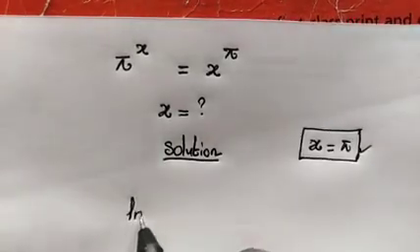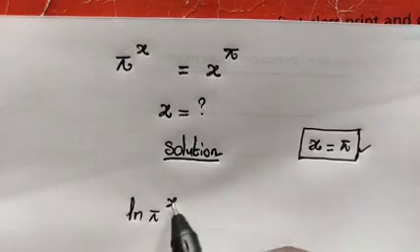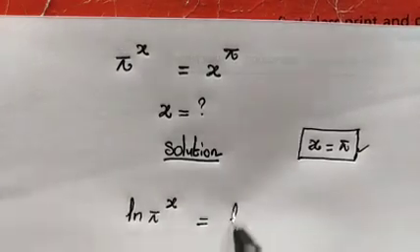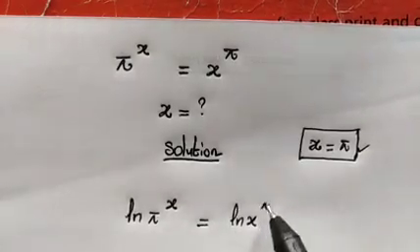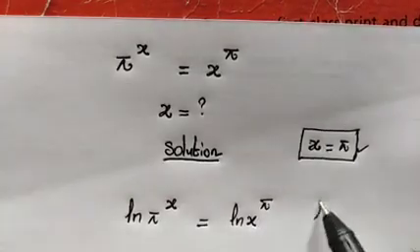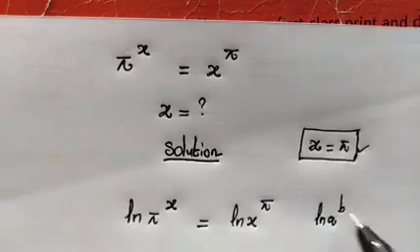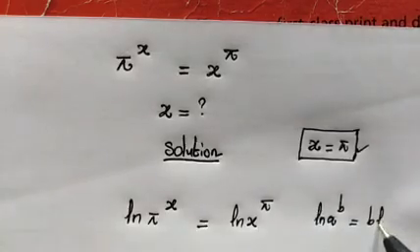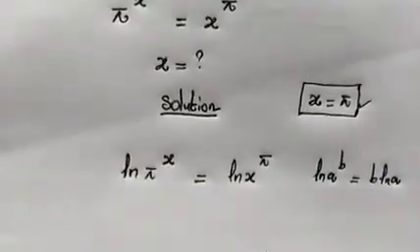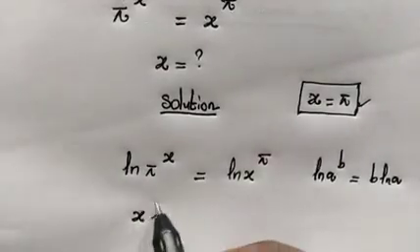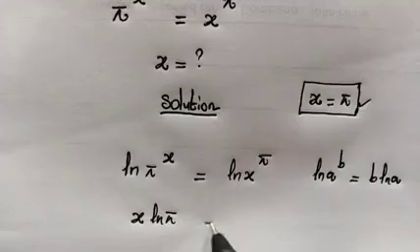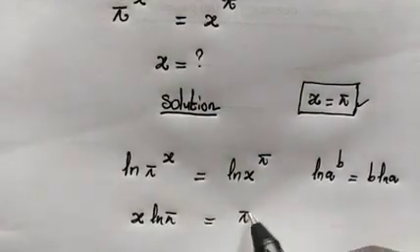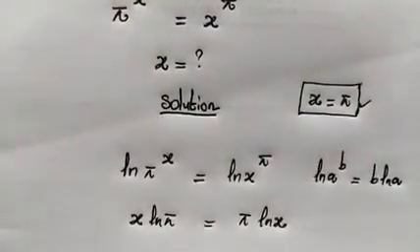So we have the natural log of pi raised to the power of x. This is equal to the natural log of x raised to the power of pi. Use this property of logarithm: the natural log of a to the power of b is equal to b times the natural log of a. So this becomes x times the natural log of pi is equal to pi times the natural log of x.